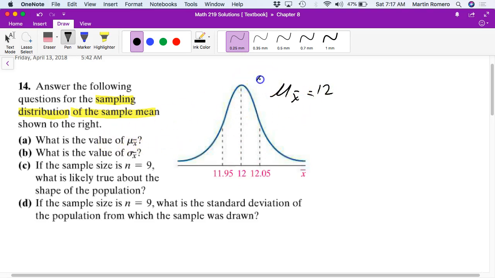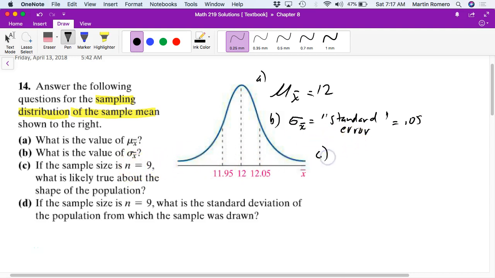That's A. Part B, what is the value of the standard deviation of the sampling distribution? Remember, that's also called the standard error. It's another word for it because this is the standard deviation of the sampling distribution. It's called the standard error. What's that value? We can see in this case 0.05. That's how we've been marking those off.